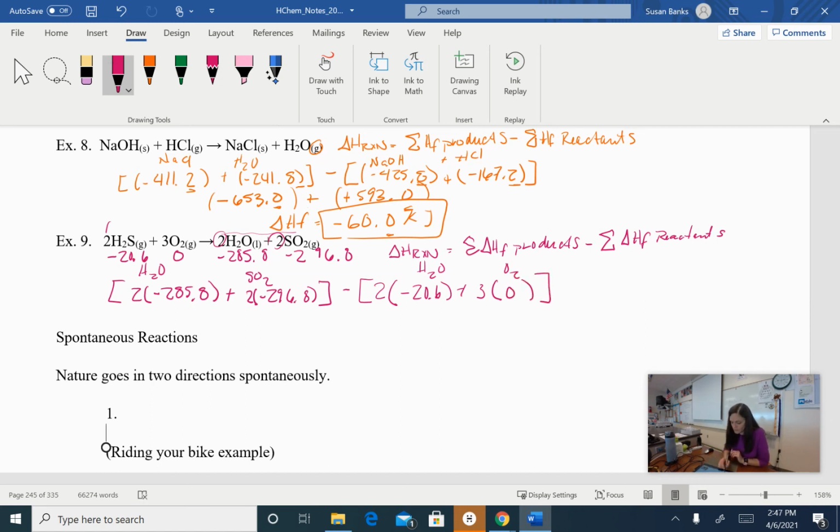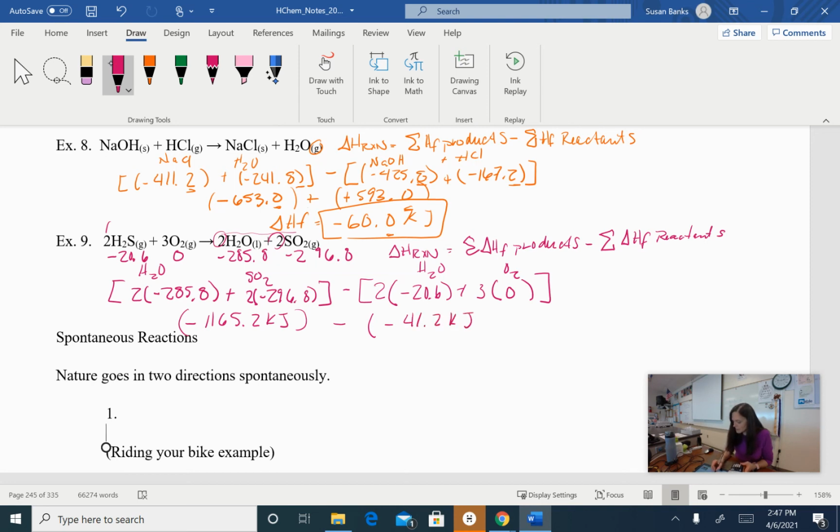Okay? So my products, when I simplify that, let's see, 2 times negative 285.8 plus 2 times negative 296.8. That gives me negative 1165.2 kilojoules for my products. And my reactants give me 2 times 20.6, which gives me a negative 41.2 kilojoules.